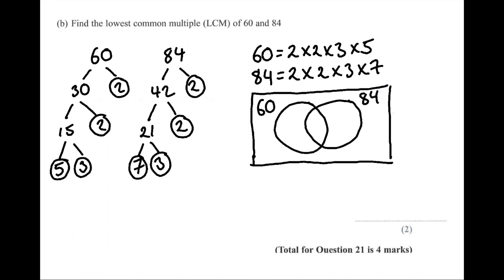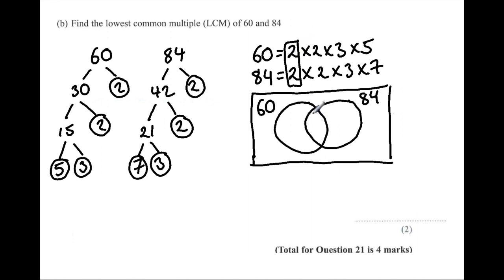Now when you fill in your Venn diagram, you always start in the middle. The middle is known as the intersection. The intersection is where we have the common prime factors between the two numbers. So for example, we have a 2 and a 2. So I'm going to put a little box around it.